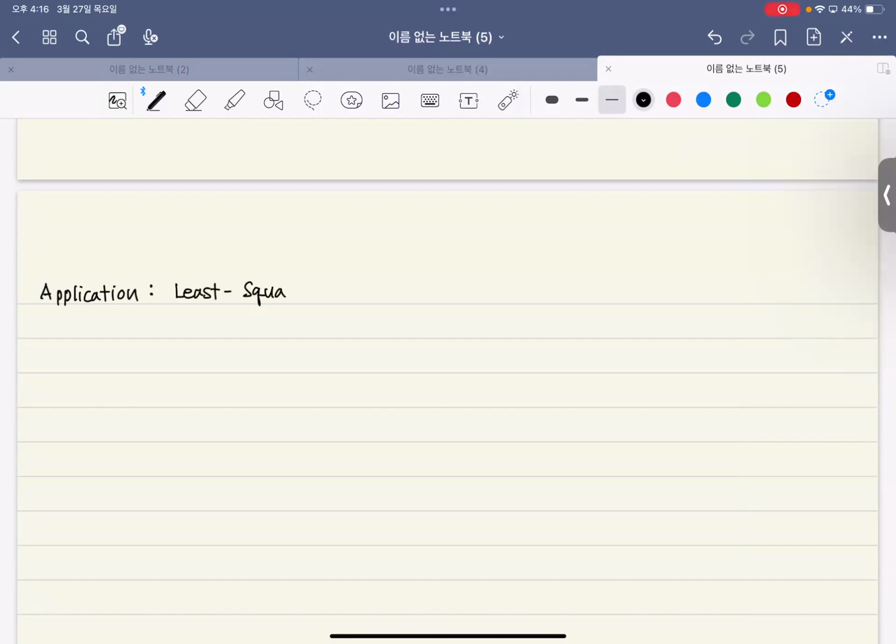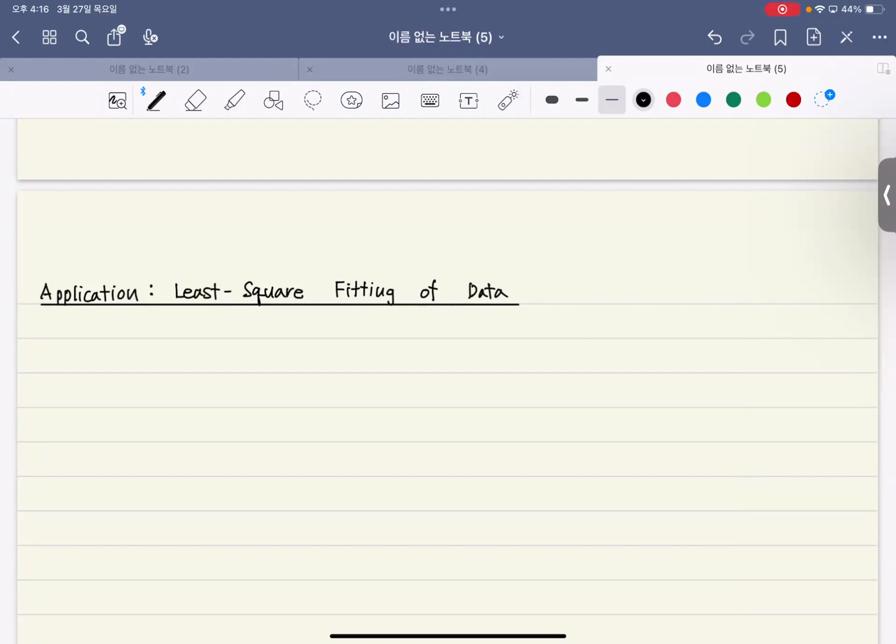The least square fitting of data. Well, this is not just one of the applications. I guess this is the most important application in this section.